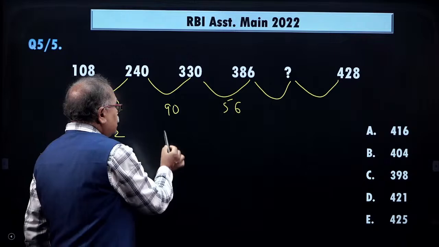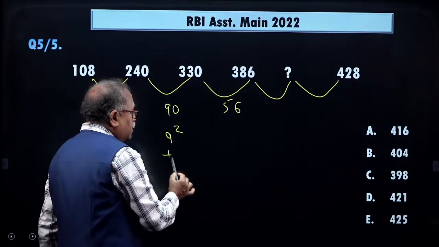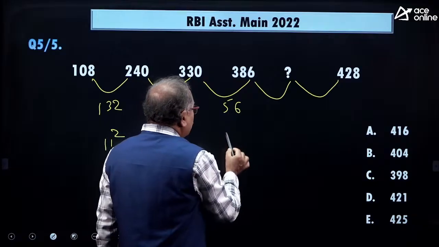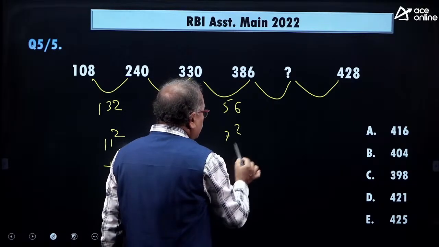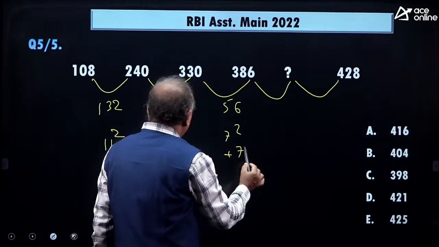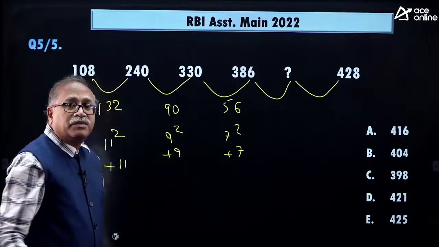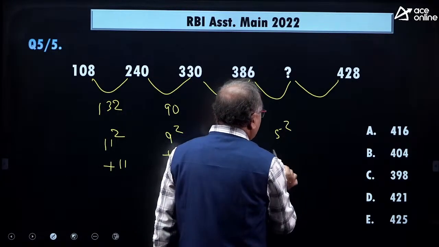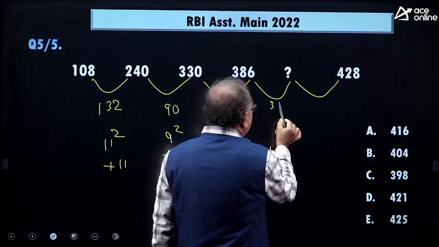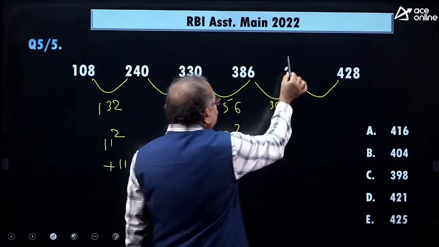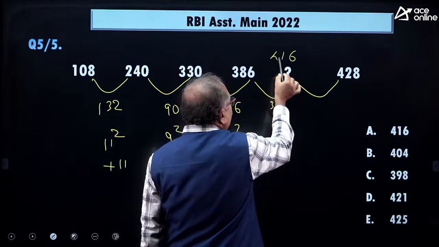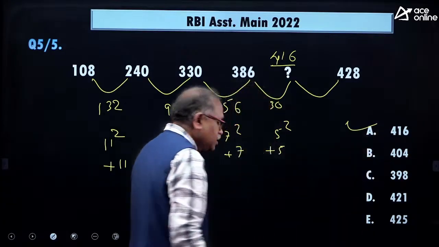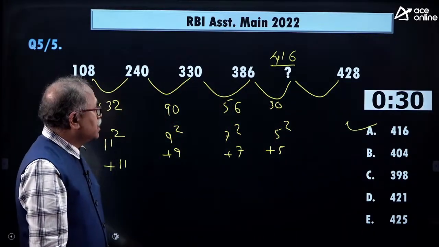So here I know that this is 9 square plus 9, 81 plus 9. So here it is 7 square 49 plus 7. So here it should be, these all are the odd numbers, in descending order. So the next one is 5 square plus 5. So you must add 30 over here. So 0, 1, 4, 416. Is 416 anywhere? Your answer is option A.